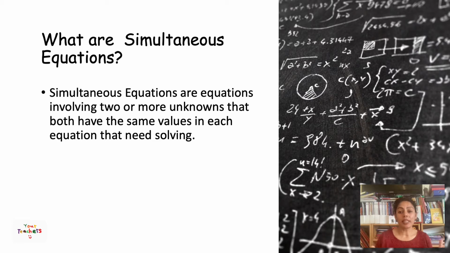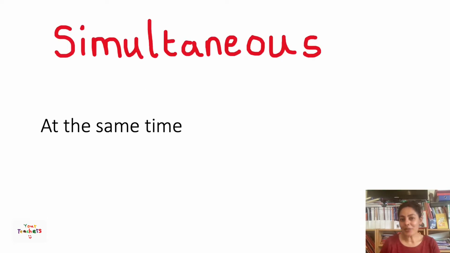What are simultaneous equations? Now remember, you can write this down, underline it, because these are going to be part of your notes. Simultaneous equations are equations involving two or more unknowns that both have the same values in each question that needs solving. So you've got two equations, they both have got unknowns, and the unknowns are going to have the same value. All right, so they've both got something in common, and we've got to solve what these unknowns are. Right, let's start writing down what these key terms are.